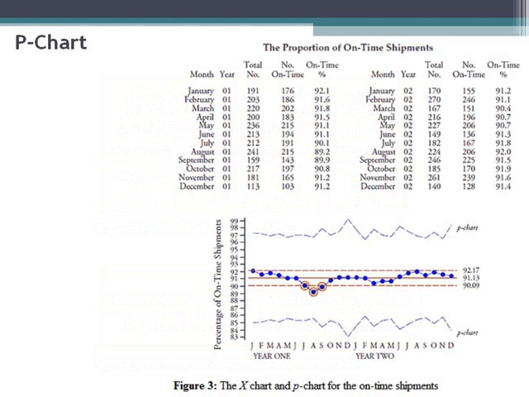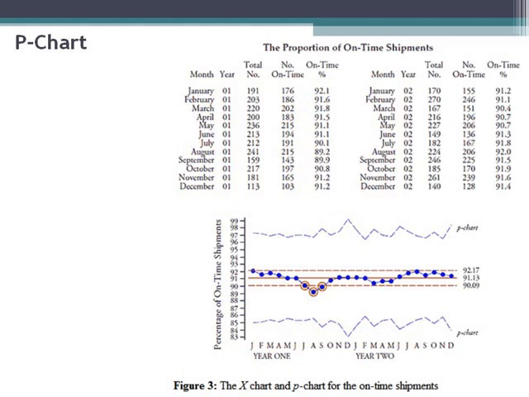91.3 is that middle line. That's the mean, and then 90.09 and 90. Those are, I'm assuming, one standard deviation, but it's one set of control limits. That's a basic X chart. So you'll see at the bottom where it says figure 3, that's the X chart.